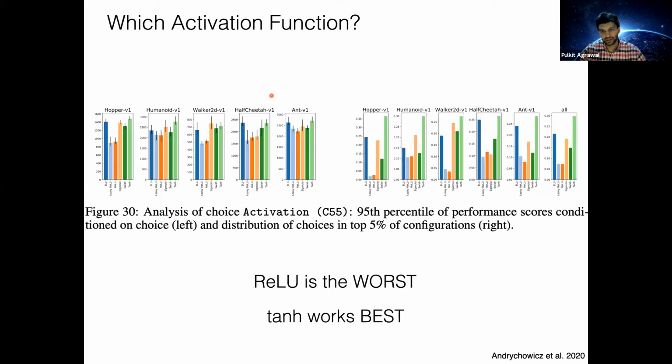Now, a second question you can ask is, what is the activation function that we should be using? You can look at these plots, and I'm going to concentrate more on the plots on the right, which show the fraction in which different activation functions end up being the best. You can see tanh ends up being a very good activation function, and ReLU is actually much worse than tanh. So if you are working with a state space, which is not, say, vision inputs, then using the tanh nonlinearity is the first thing to start with, and it's probably going to work the best.